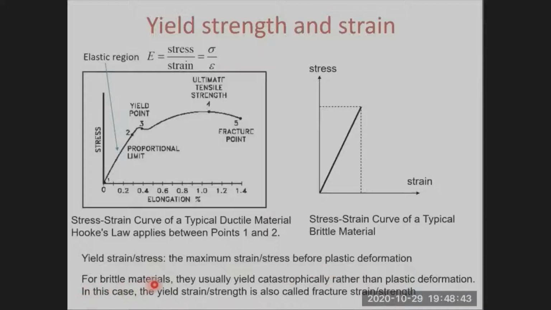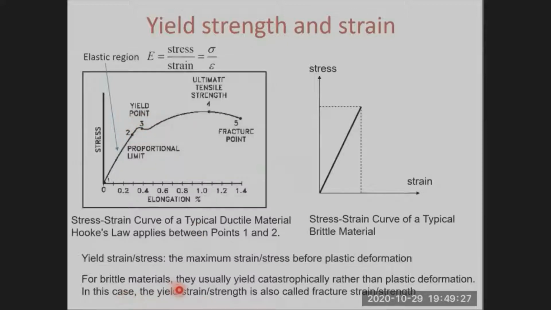And for brittle materials, this figure plots the stress strain curve of a typical brittle material. We can see it's different from that of a ductile material. For brittle materials, they usually yield catastrophically rather than through plastic deformation. So they do not have this plastic region from point 2 to point 5. It actually fractured or failed right at point 2.